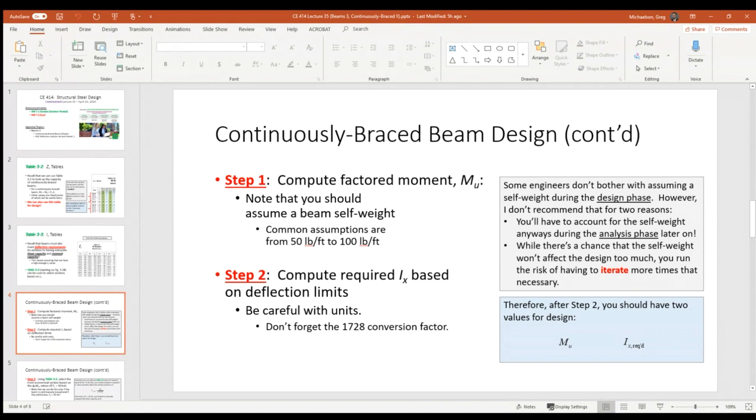So step 1 is to compute the required, or the factored, bending moment. Step 2 is to compute the required IX based on your deflection limits. Now, be careful with your units on this. Don't forget your conversion factor of 1728. So after step 2, you should have 2 values. You should have an MU, the factored moment on the beam, how much load you're putting on the beam, and then IX, the required moment of inertia to meet live load deflection limits.